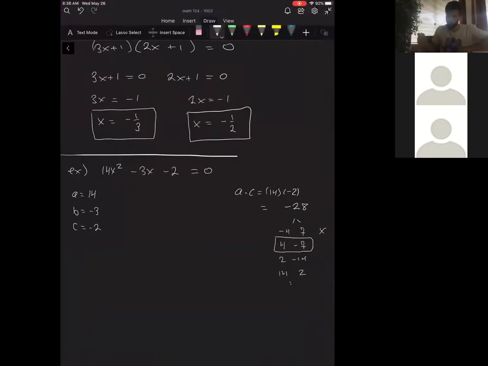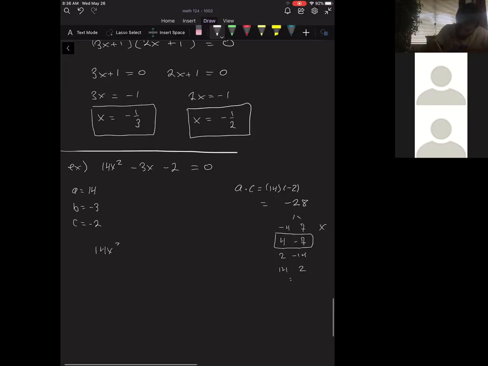All right. So we got 4 and minus 7. So 4 plus minus 7, that's minus 3. So that's the pair that we want. So what we're going to want to do now is rewrite this equation. So we're going to rewrite 14x squared minus 3x minus 2 equals 0. So we're going to replace that minus 3 with a 4 minus a 7.